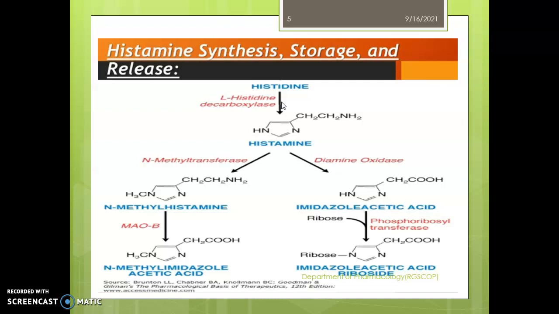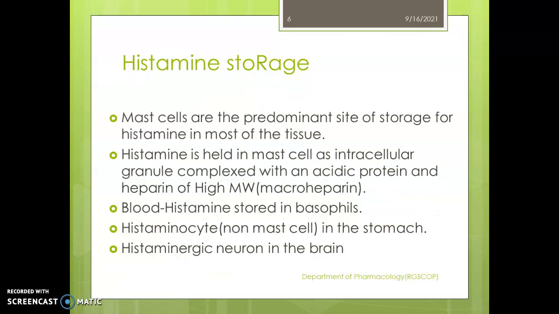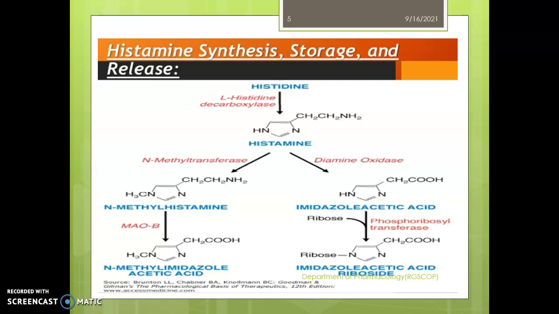And if you want to find its inhibitor, alpha fluoromethyl histidine, which is used as a research tool, inhibits the histidine decarboxylase enzyme. So this is one of the important parts, where histidine plays a very important role in the synthesis of histamine.